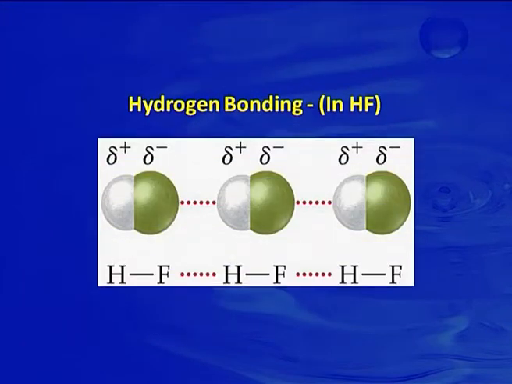Here is the hydrogen bonding in hydrogen fluoride, HF. Here H has a partial positive charge and F has a partial negative charge, and the bonding in between hydrogen and fluorine is hydrogen bonding.